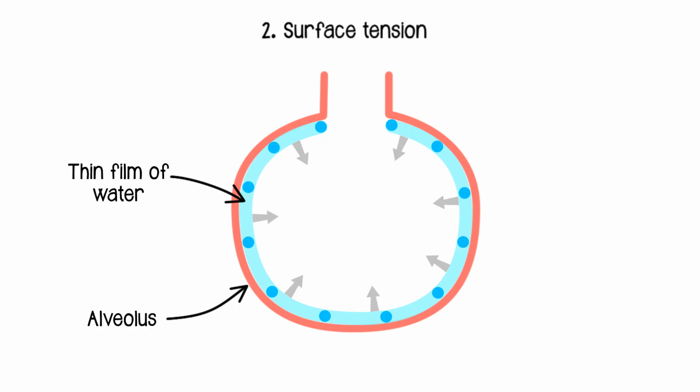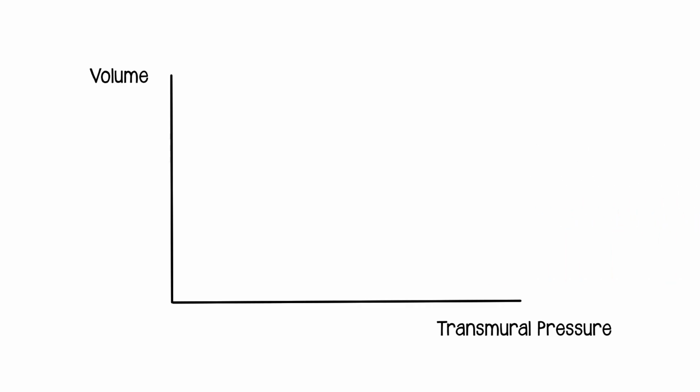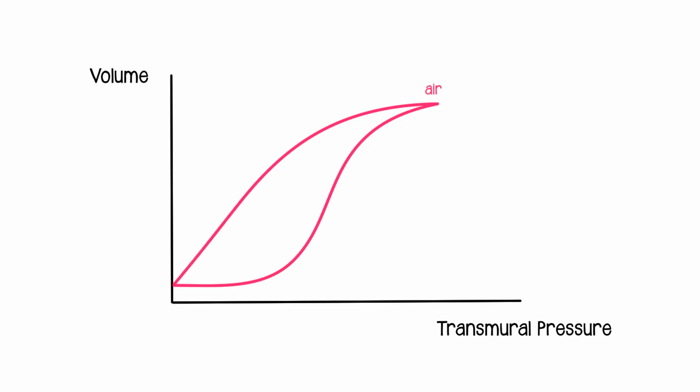We can see the important effect of surface tension in an experiment, the results of which are illustrated in this graph. So the graph plots transmural pressure against volume. Transmural means across the wall, and this is the difference in pressure between what's inside your lung and what's outside. And that transmural pressure is going to be what's causing the lung to inflate or causing it to collapse. If you look at the inflation and deflation of an isolated lung that's just been removed from somebody's body, it's still got air in it, you get the lower picture here.